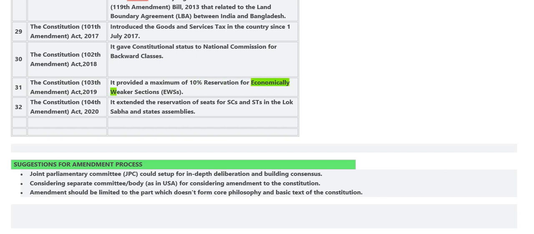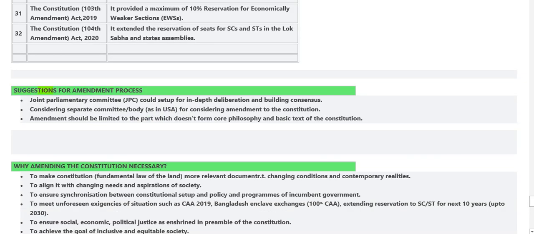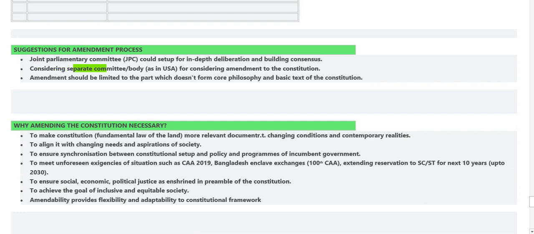It gave constitutional status to National Commission for Backward Classes. 31. The Constitution, 103rd Amendment, Act, 2019. It provided a maximum of 10% reservation for economically weaker sections, EWSs. 32. The Constitution, 104th Amendment, Act, 2020. It extended the reservation of seats for SCs and STs in the Lok Sabha and States Assemblies.